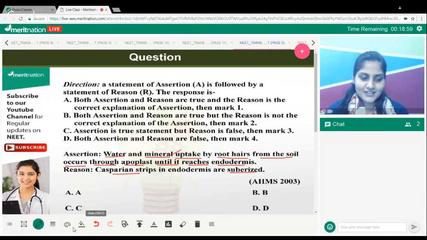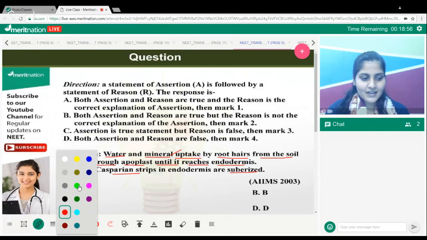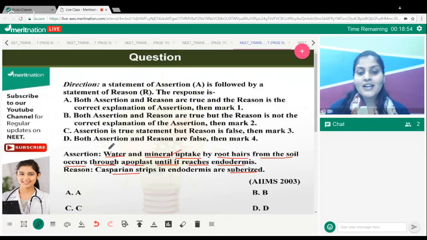And yes, you've gotten it correct. Here assertion and reason both are correct. And not only are they correct, the reason is very well explaining the assertion. It is defining the assertion. So A is the right answer.